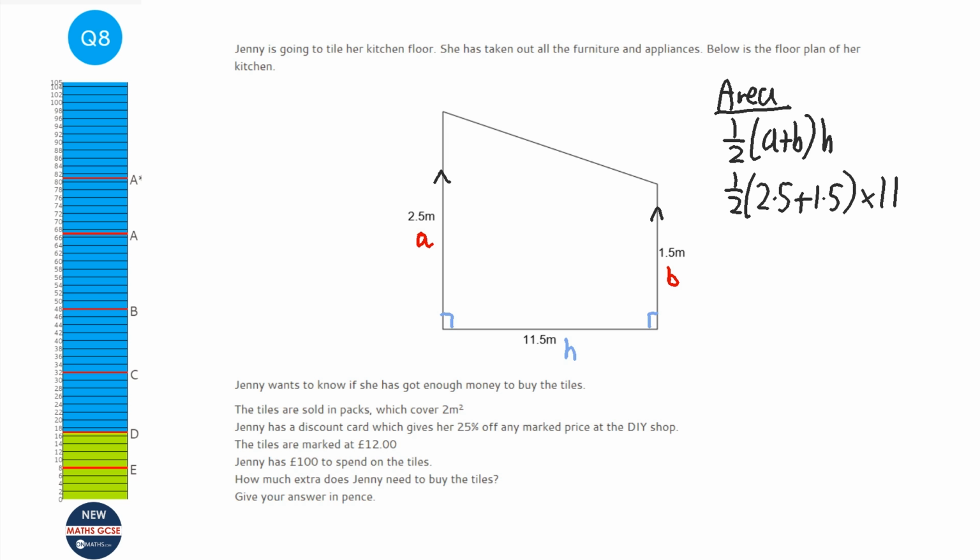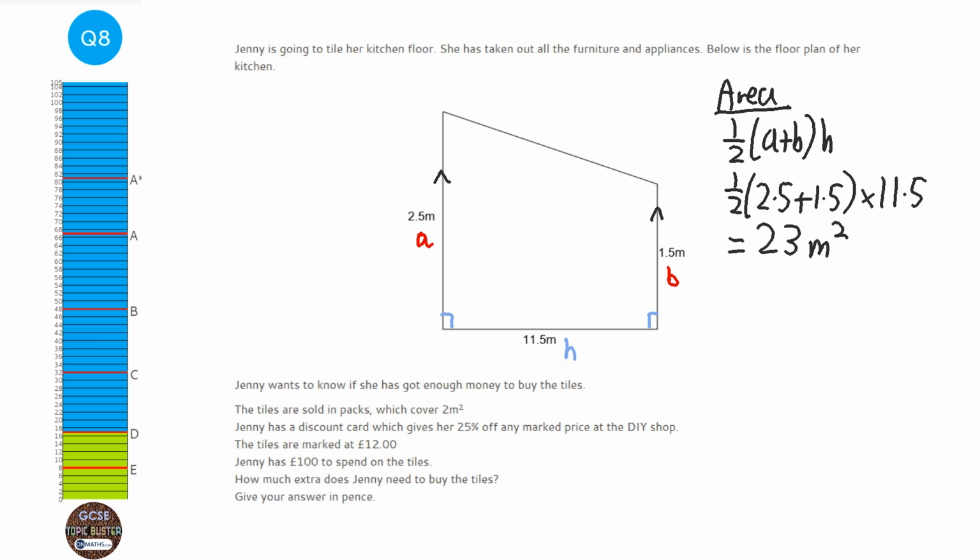So I can get my calculator out and I can do 0.5 times brackets 2.5 plus 1.5, close brackets, times 11.5, and that gives me the answer of 23. So the area of this is 23 meters squared. Okay, so I've managed to work that out.